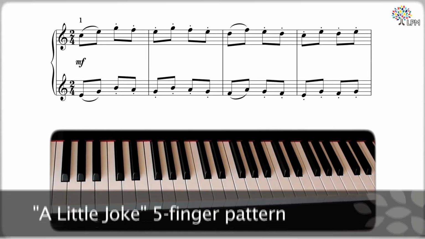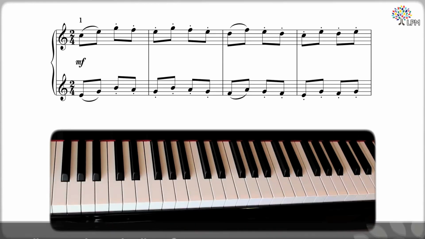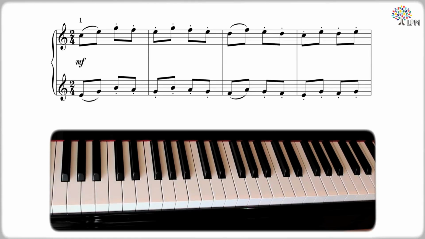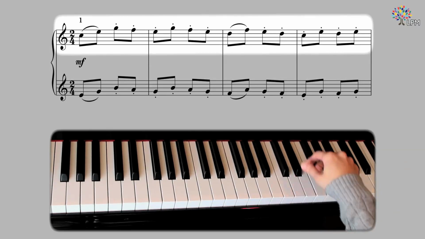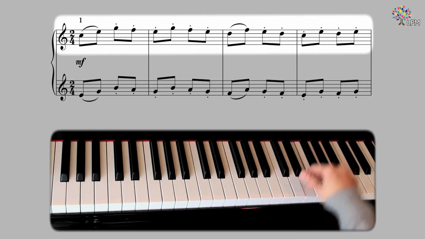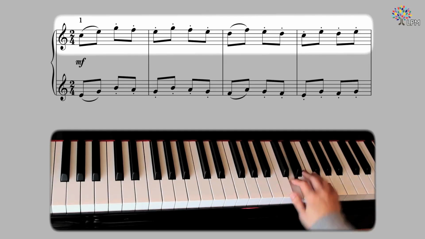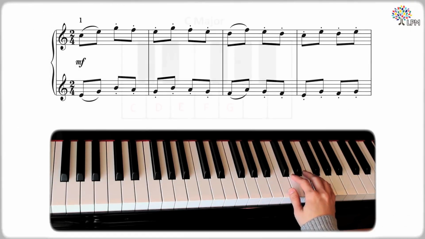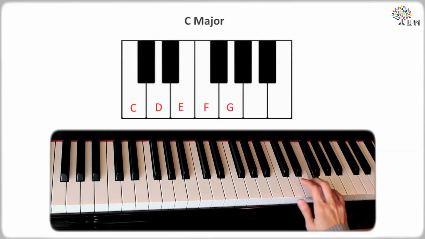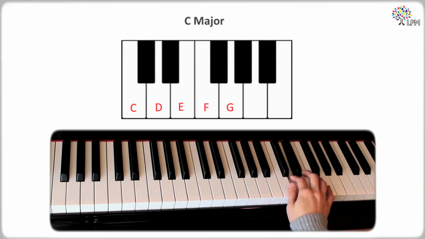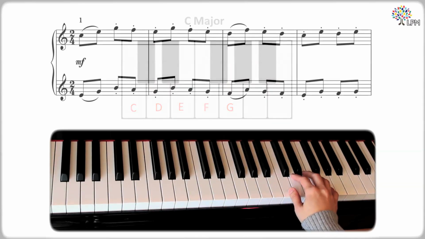Now let's take a look at the notes. Both hands are playing some kind of five-finger pattern. You can figure this out by playing just the first few measures on both hands to determine the five-finger pattern. Let's start with the right hand. So the right hand is clearly playing a C five-finger pattern. The left hand.